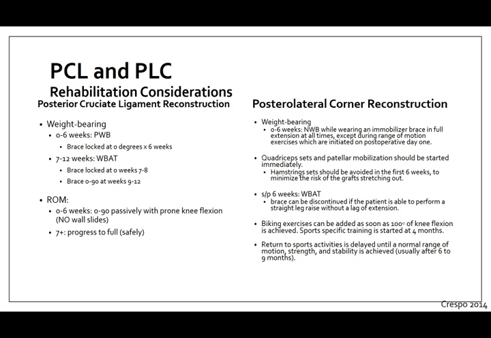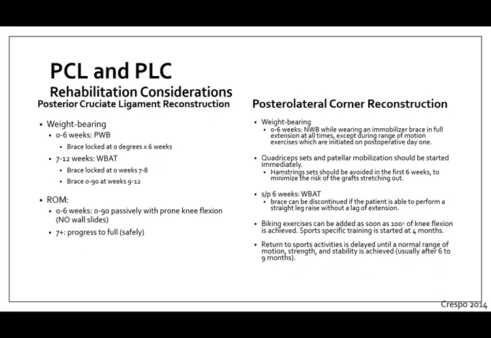And then posterolateral corner reconstruction. This is a little more involved because there's a lot more structures, but 0 to 6 weeks, non-weight bearing, brace in full extension, except during range of motion exercises. Quad sets and patellar mobilizations should be started immediately.